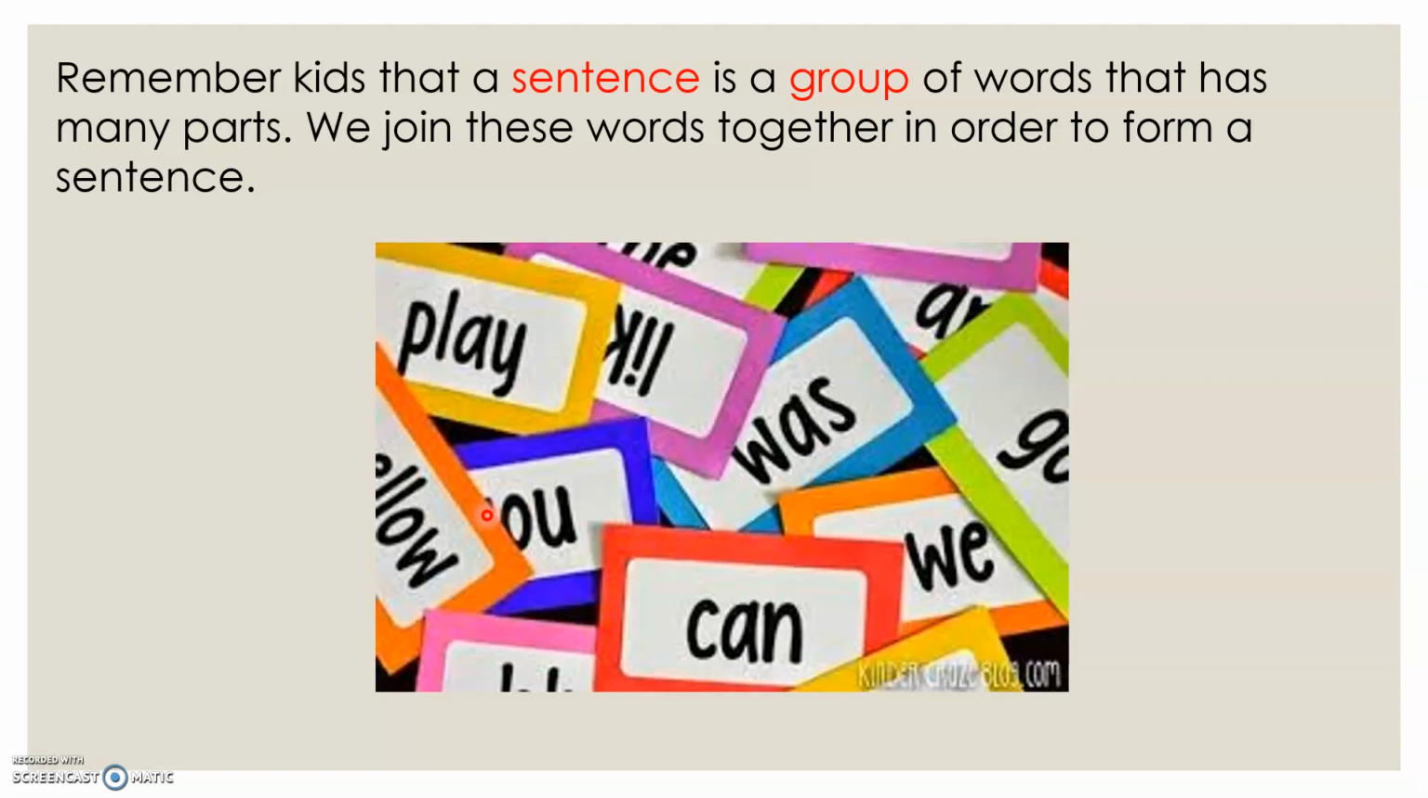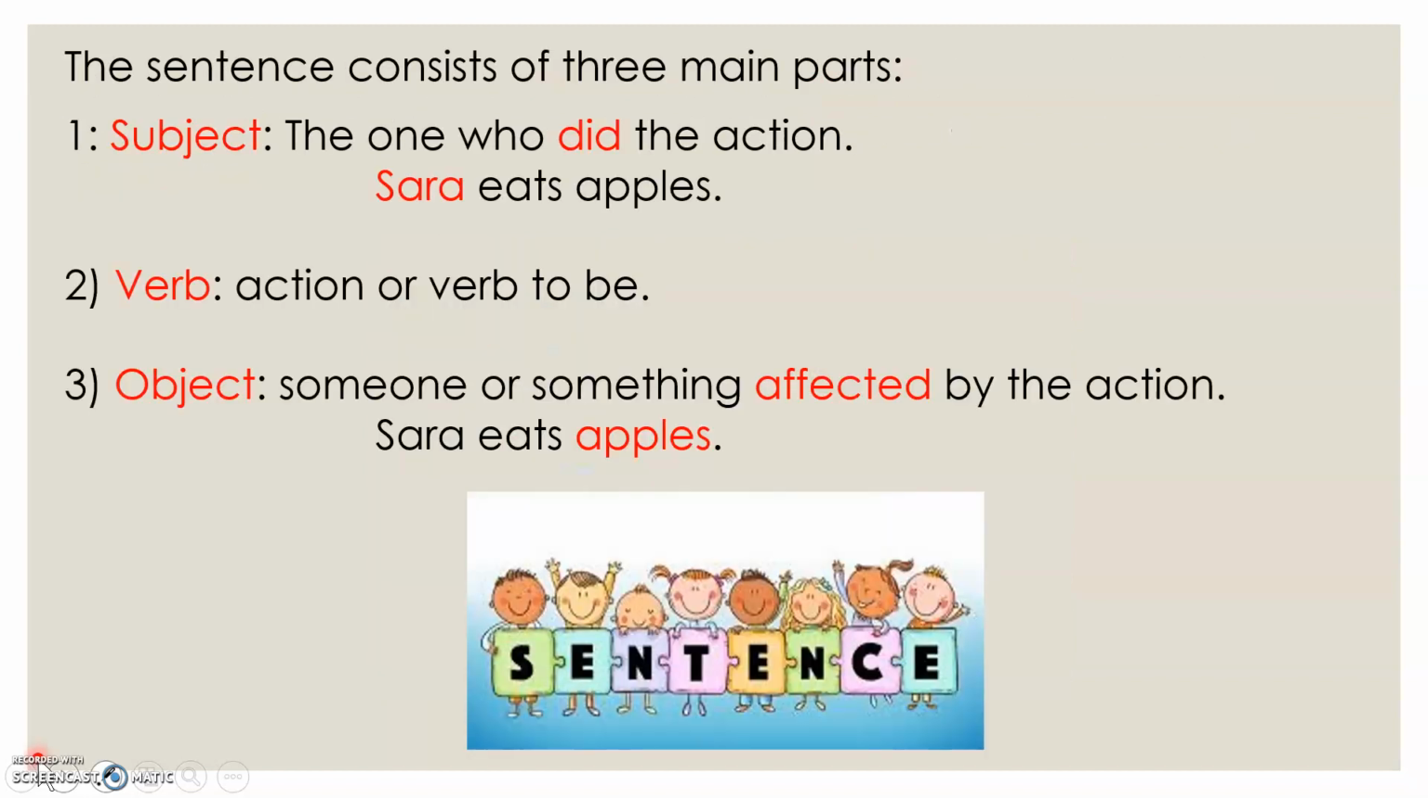The first and the most important part in the sentence is the subject of the sentence, right? The subject of the sentence is the one who did the action or what the sentence is about. So, for example, when we say Adam likes math, who likes math is Adam. So Adam is the subject of the sentence. So the subject is the one who did the action or what the sentence is about, right?